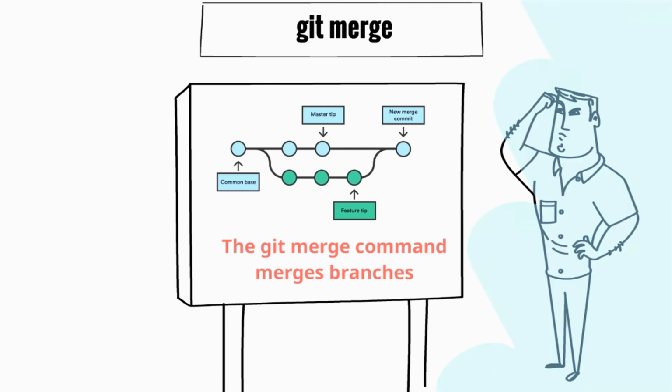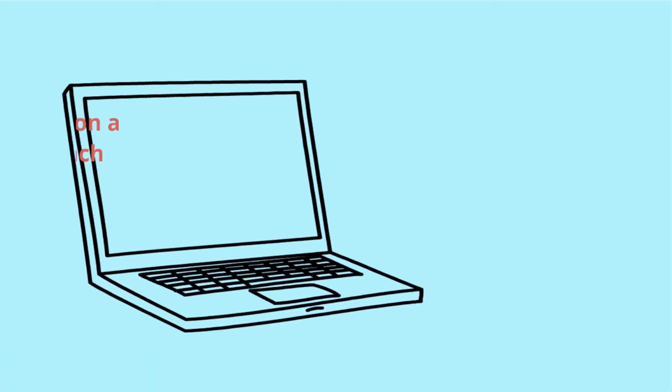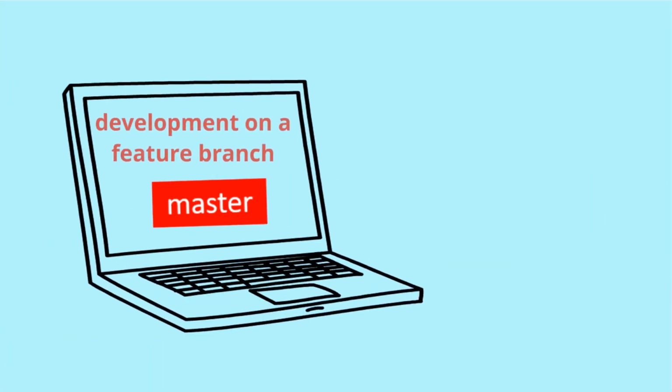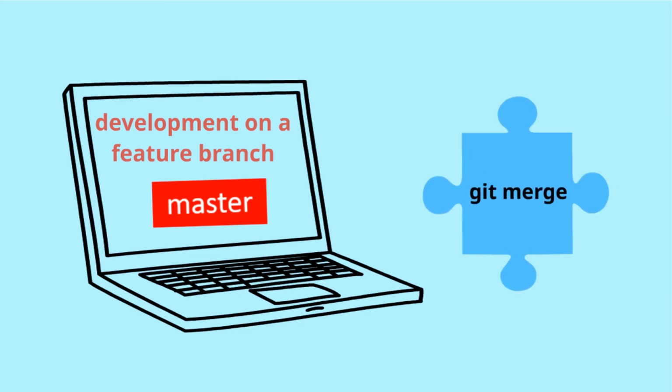Number 14. Git merge. The git merge command merges branches. Suppose you are developing on a feature branch and want to bring all those changes to the master branch. You can use the git merge command to bring the changes from branch to branch.